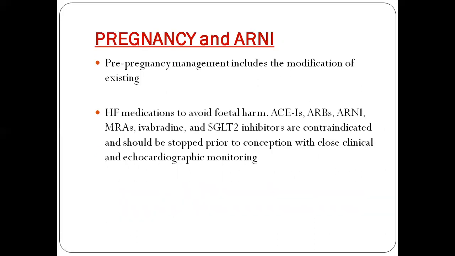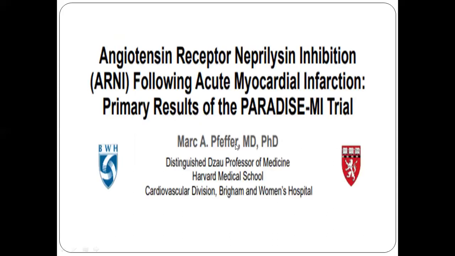Okay, so pregnancy and ARNIs. So till now, what is shown? ARNI acts on angiotensin. This crosses the blood placental barrier, and thus it can cause renal dysfunction in the infant or the baby, and thus it is contraindicated in the fetus. All the AC inhibitors, ARBs, ARNIs, mineralocorticoid receptor antagonists, ivabradine, and SGLT2 inhibitors are contraindicated and should be stopped prior to conception.